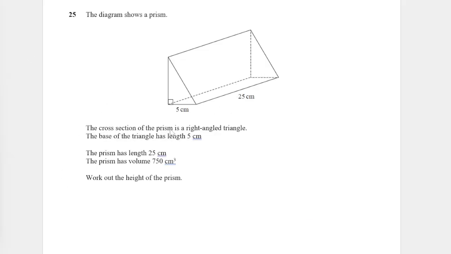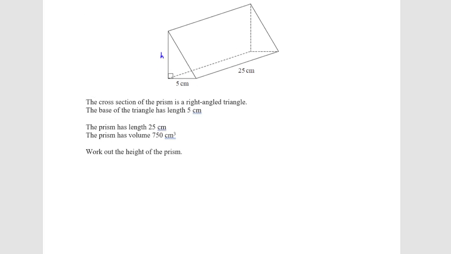Okay, the cross-section of a prism is a right-angled triangle. The base of the triangle is 5 centimeters. The prism has a length of 25 centimeters. The prism has a volume of 750 centimeters cubed. Calculate the height, so we'll call the height x for now.